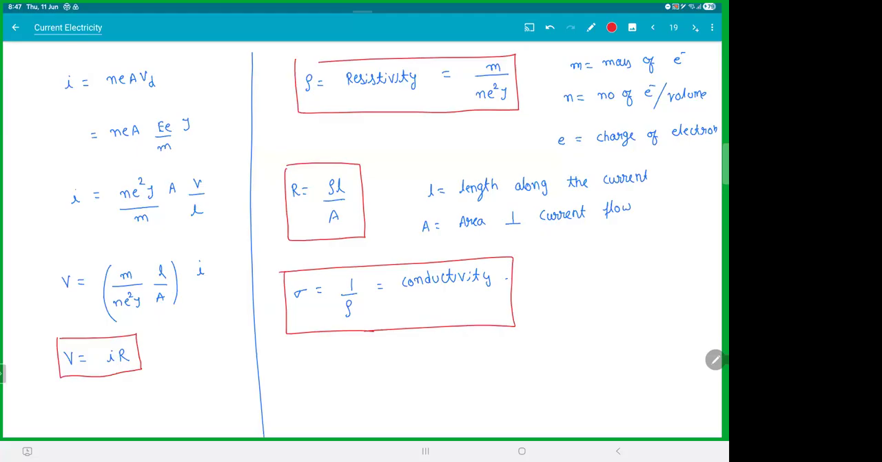You know why? Tomorrow they will say like this: in a hypothetical universe, mass of an electron has become double, and the charge of the electron has become tripled. And they'll ask you, what is the resistance of the wire in that universe, and what is the resistance of the wire in our universe? Now, if you get this resistivity rho, mass became double, charge became triple. So that will be 3 square e square. That means it became 2 by 9 times. That means the same material in our universe and their universe, there will be a 2 by 9 difference.